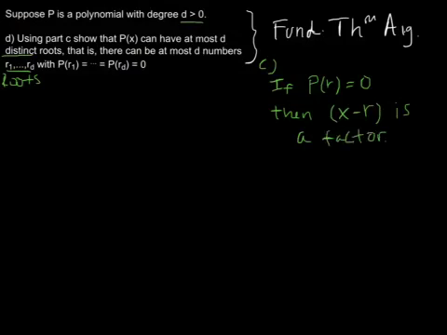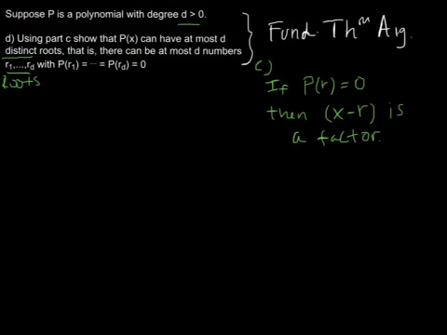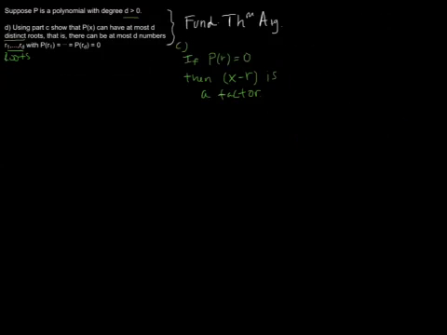The definition of factor, remember, means that it goes in evenly. A good example is 2 is a factor of 10 because it evenly goes into 10. It goes in 5 times. I can write 10 equals 2 times 5 plus 0. There's no remainder. So we're going to remember this. If we're given a root, then we know that x minus that root is a factor. And we're going to apply this over and over again in our proof.